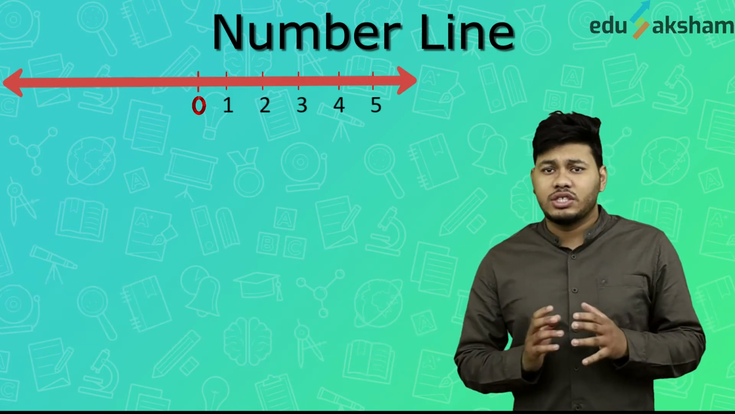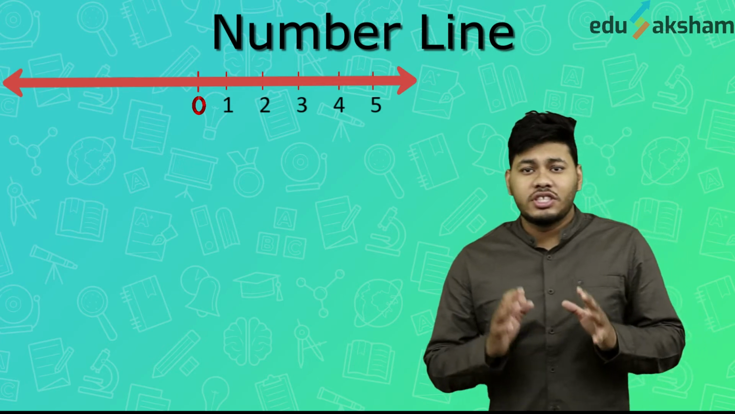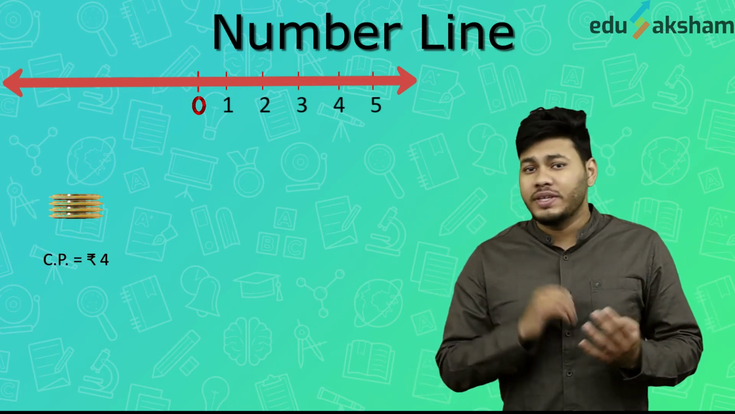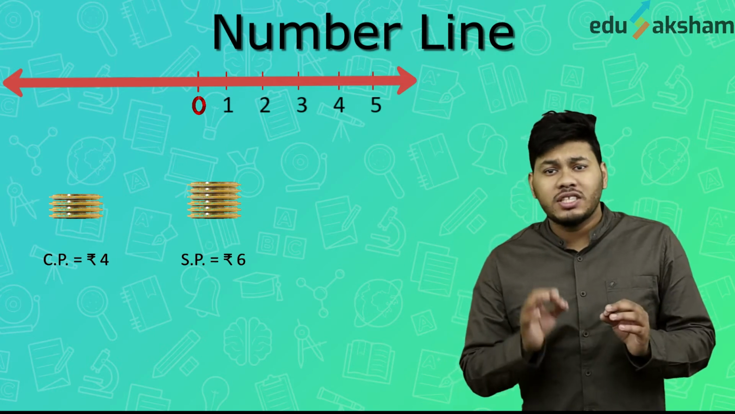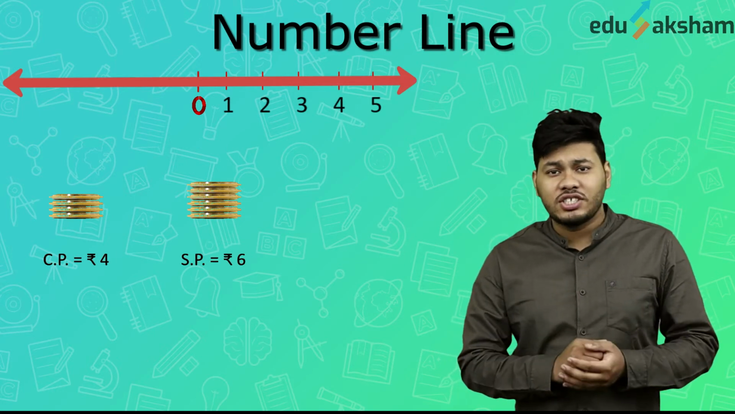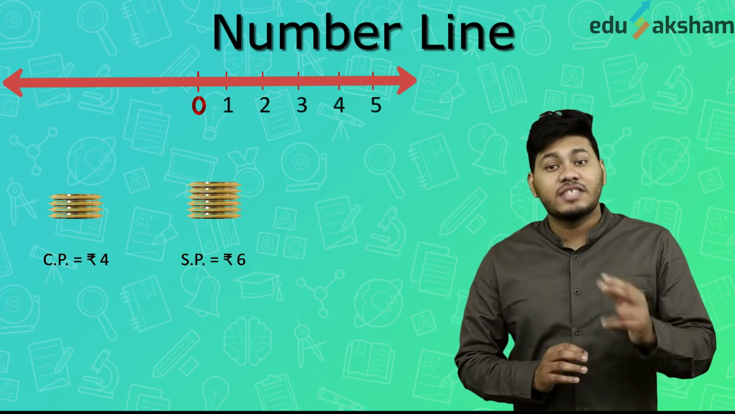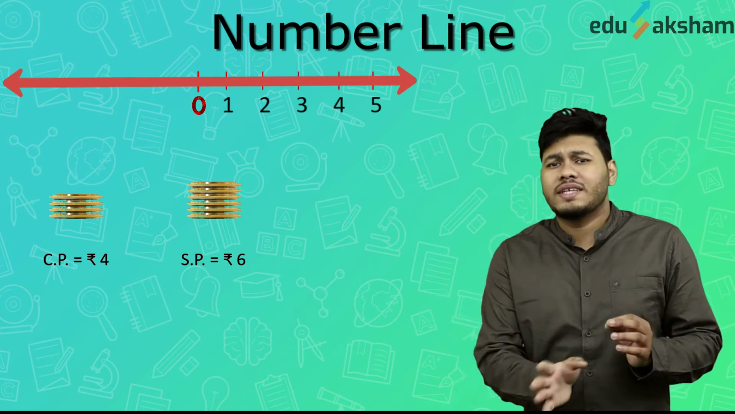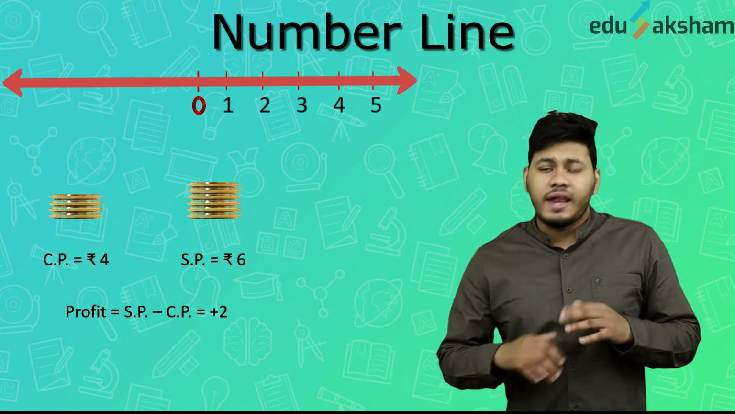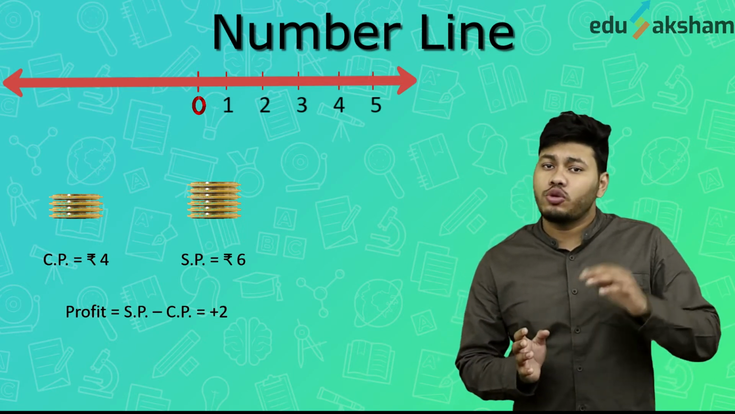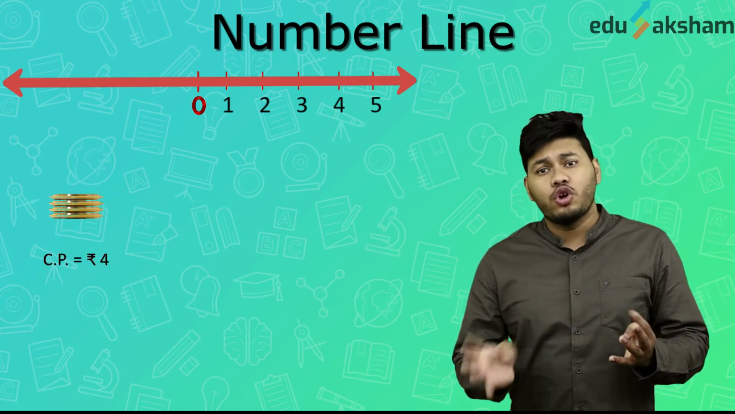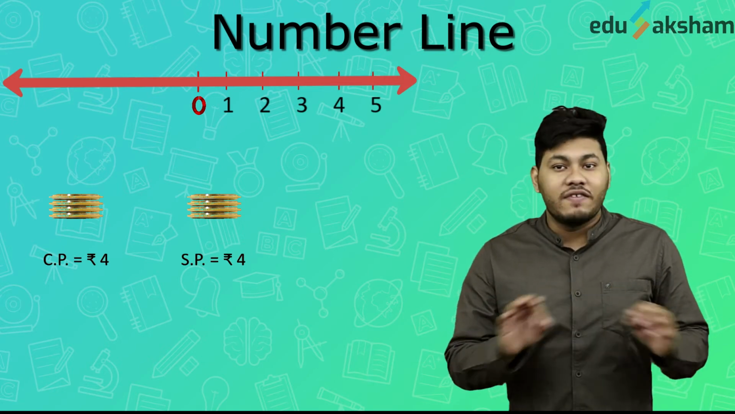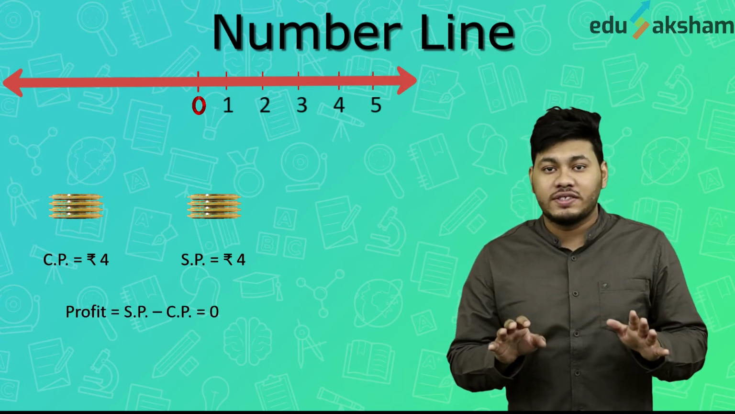Now let's get to the next situation. Suppose the shopkeeper had bought the pen for Rs 4 and sold it to you for Rs 6. So what will be his profit or gain from this transaction? Yes, he had sold it for Rs 2 more, so he will have a profit of Rs 2, or we can say plus 2. Now suppose the shopkeeper had bought it for Rs 4 and sold it to you for Rs 4. So now what will be his profit? He will have no profit or no loss.